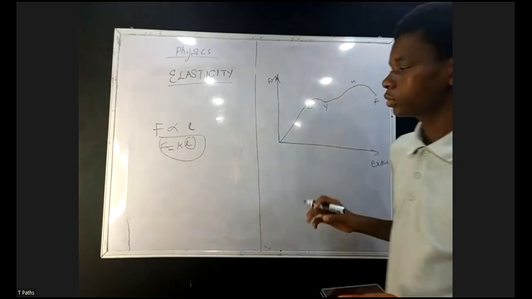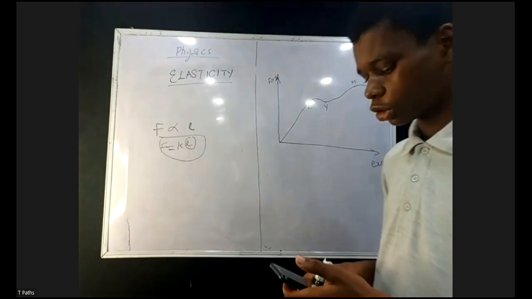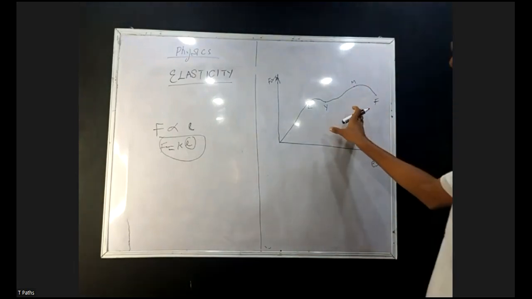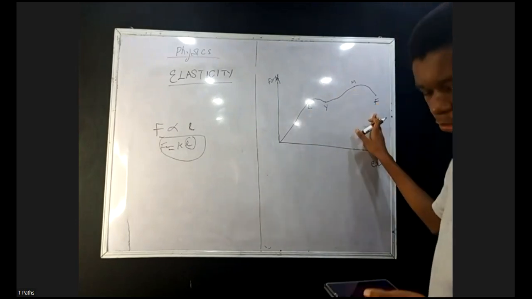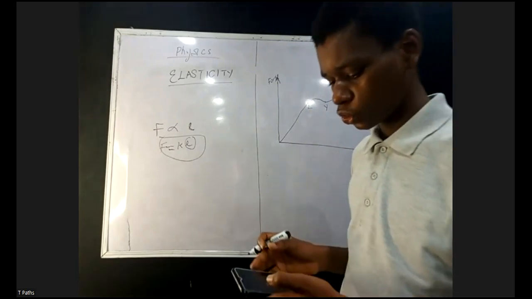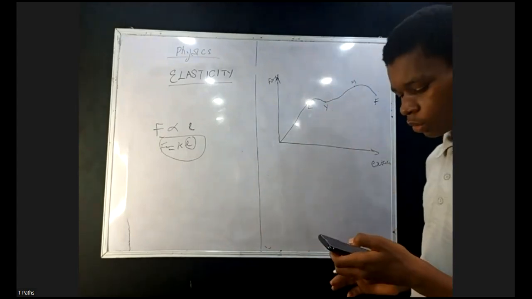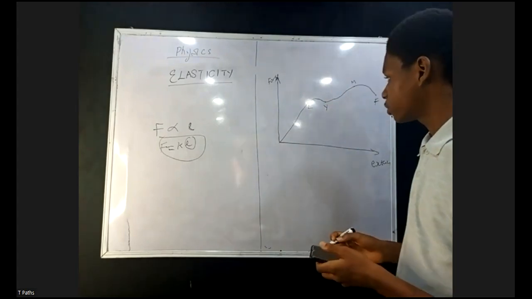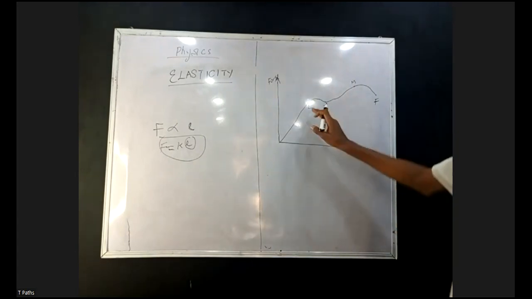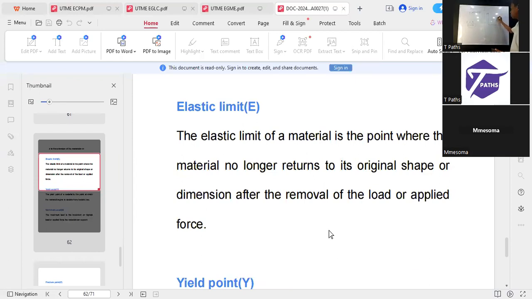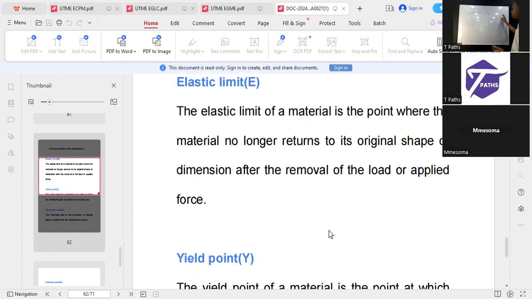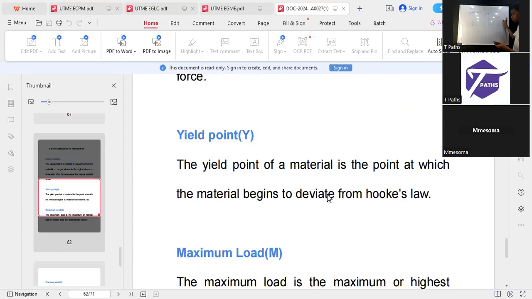All right, so here is the representation of the elasticity of the material, the elastic limit, the yield point, the maximum load, and then the fracture point. I'm going to be explaining this one by one. I said the elastic limit of a material is the point up to which it can still return back to its original shape. Now the yield point. Here is the yield point, here is the elastic limit, here is the maximum load, while here is the fracture point.